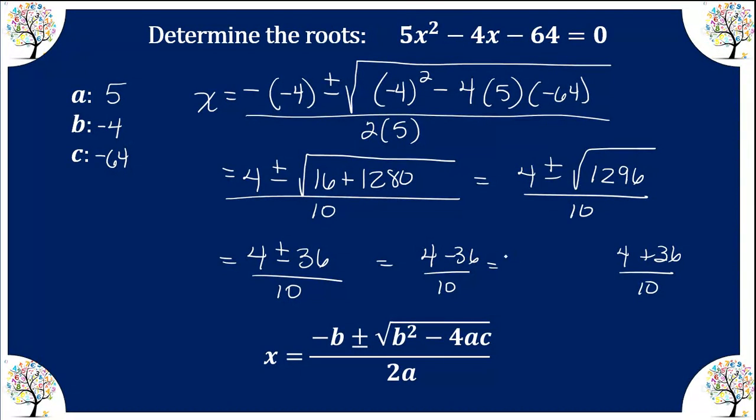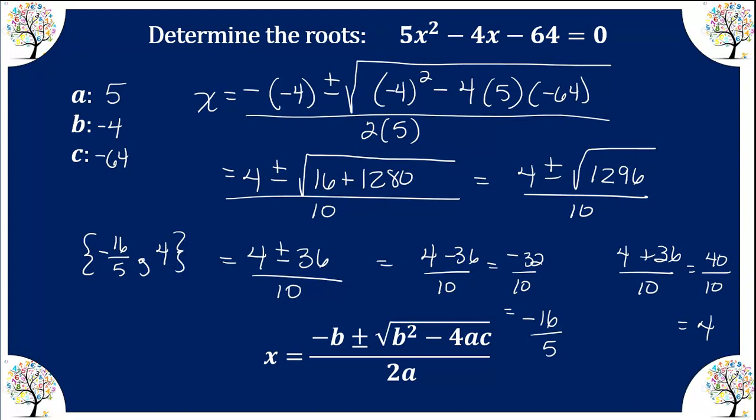So here we're going to have negative 32 over 10. I'm just going to divide each one by 2. So that's one root. This gives us 40 over 10, which gives me a root of 4. So we have negative 16 over 5, and we have 4. Now, if I were being asked to plot these solutions, these roots on the x-axis, I would convert negative 16 over 5 into a mixed number.